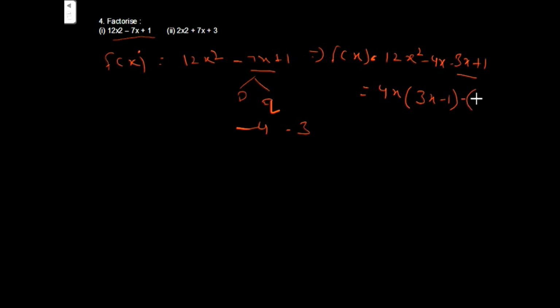So I will get 3x minus 1. So from the entire expression, I can take 3x minus 1 as common, and in the bracket I will have 4x minus 1. So these are the two factors of this polynomial.